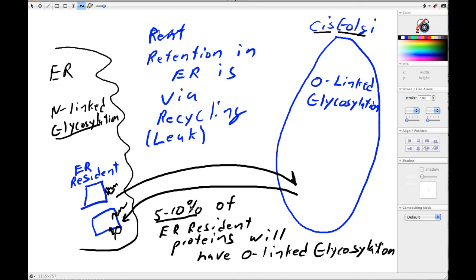But it's an interesting idea that you would have thought that these glycosylation events would be completely separate. But the fact that there's a recycling mechanism means that there's a small percentage, and we can estimate the leak rate based on the percentage of ER resident proteins that have both types of glycosylation. And so with that, I'll end this screencast.